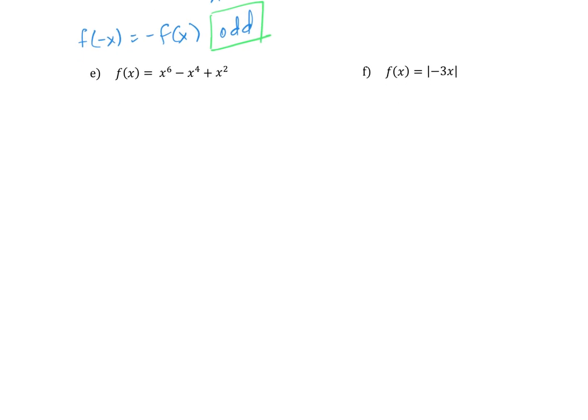Part E, we have f of x equal to x to the 6th minus x to the 4th plus x squared. Let's compute f of negative x. That would be negative x to the 6th minus negative x to the 4th plus negative x squared. Since the exponent 6 is even, the negative x to the 6th becomes x to the 6th. Since 4 is even, the negative x to the 4th becomes a positive x to the 4th, so this becomes minus x to the 4th. And the negative x squared becomes a positive x squared, so it's plus x squared. So yes, f of x is equal to f of negative x, and we have an even function.